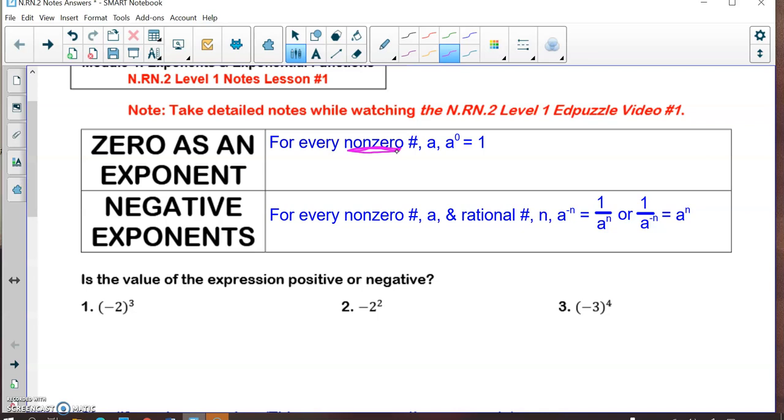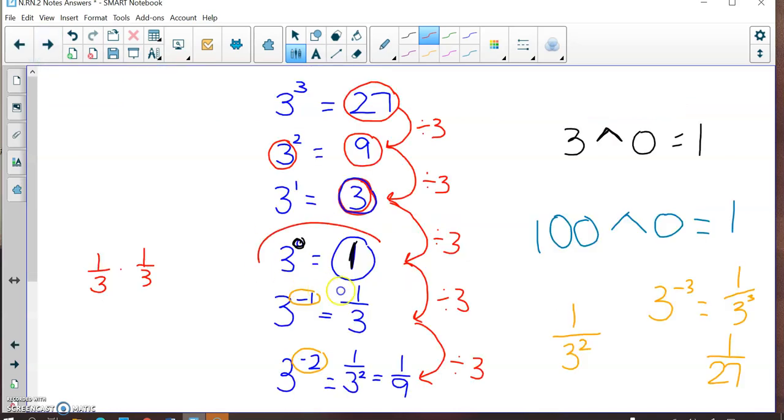So 100 to the 0th power is 1. 1,000 to the 0th power is 1. 798 to the 0th power is 1. Any non-zero number raised to the 0th power will be 1. So now some of you might be thinking, well, what about 0 to the 0th power? We just learned that by patterns, if we take anything to the 0th power, we get 1.